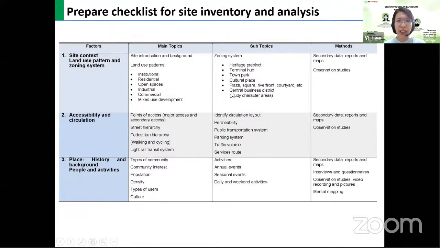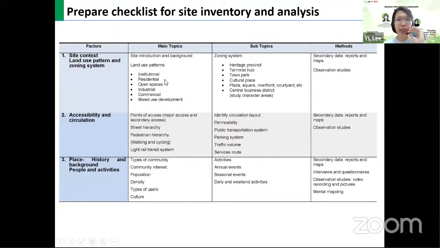And in the middle part is more on the subtopic. And the third is the method. Okay, we go through the first one. When we start with talking about the land use pattern, I think this is familiar for you, maybe. Okay, the land use pattern is standard. Yeah, we can refer to the urban planning guidelines.